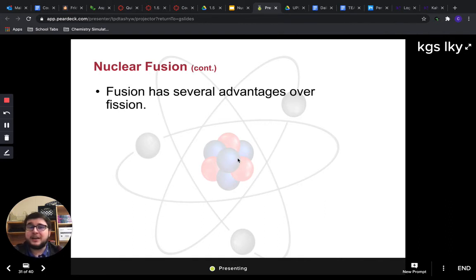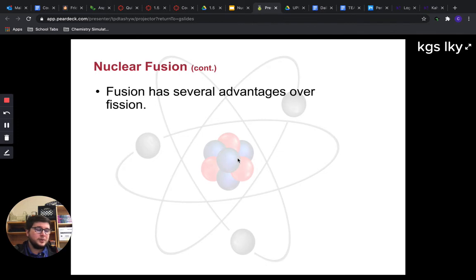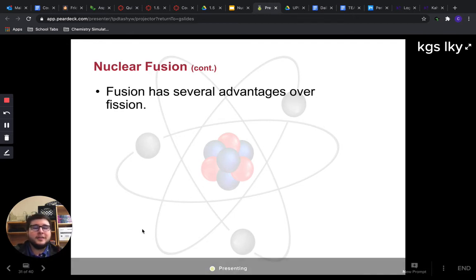Fusion has several advantages over fission. In a perfect world, if we were able to generate conditions that are good for fusion on Earth at a cost-effective number, then we would use fusion.